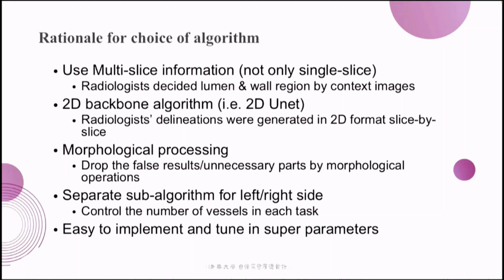In practice, lumen and wall regions were decided by radiologists in context analysis from the raw image. This should be a consideration when choosing the algorithm. After initial segmentation, some morphological constraints should be added. They remove the unnecessary parts of the results. Last, the algorithm should be easy to implement and tune.